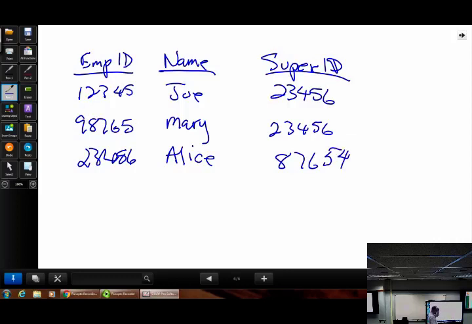You see the relationship here? What does this tell you about Alice? Who works for Alice? Mary. Anybody else work for her? Also Joe. So Alice is like, let me just redraw this thing here because this was confusing. I did it so poorly. 2, 3, 4, 5, 6. That's easier to see now.